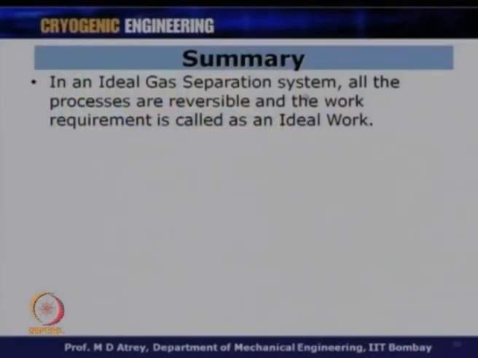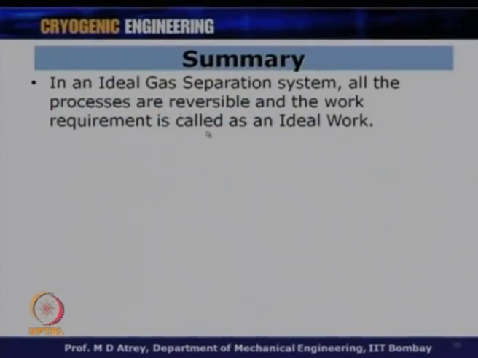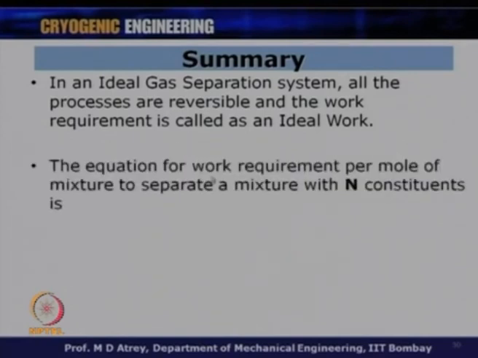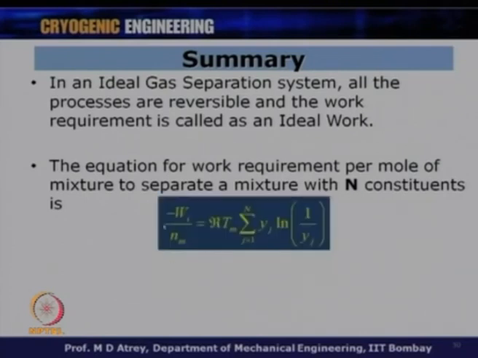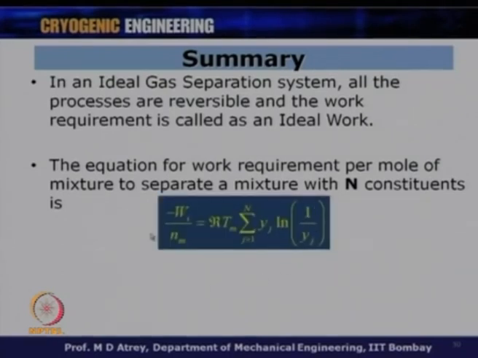In an ideal gas separation system, all the processes are reversible and the work requirement is called the ideal work, and this ideal work will be minimum for ideal conditions. The equation for work requirement per mole of mixture to separate a mixture with n constituents is the formula which we have derived: the sum over j equal to 1 to n of yj log of 1 by yj. This is what will determine the work requirement per mole of mixture.